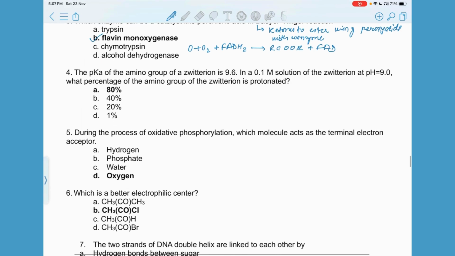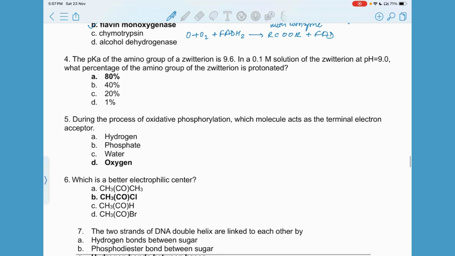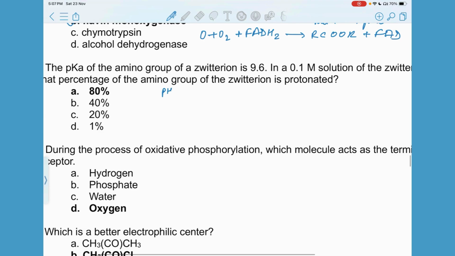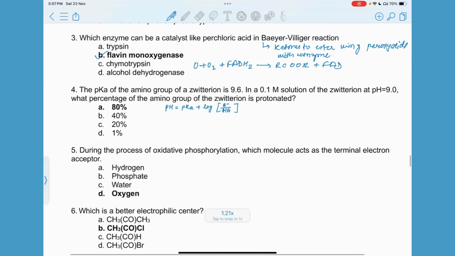Now for the 4th question: the pKa of the amino group of a deuterium is 9.6. In a 0.1 molar solution of the deuterium at pH 9, what percentage of amino group of the deuterium is protonated? So we know the pH formula is given as pKa plus log of A minus concentration upon HA.